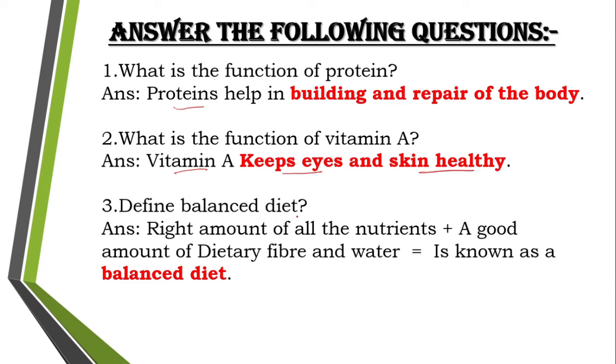Define balanced diet. So they're asking to define what a balanced diet is. So the right amount of all the nutrients and a good amount of dietary fiber and water is known as a balanced diet. As I told, dietary fiber is also known as roughage. Like this, you can define a balanced diet.